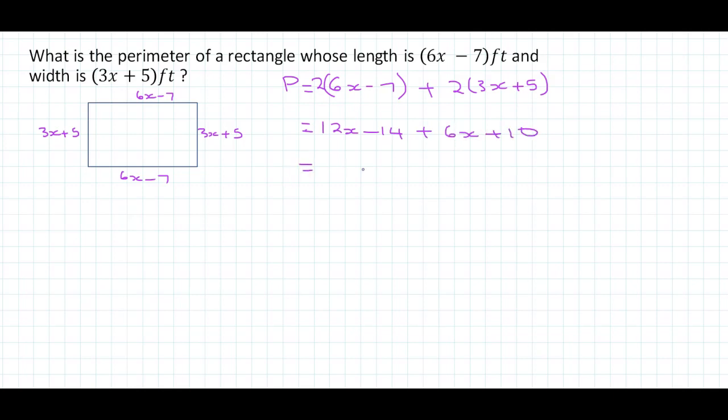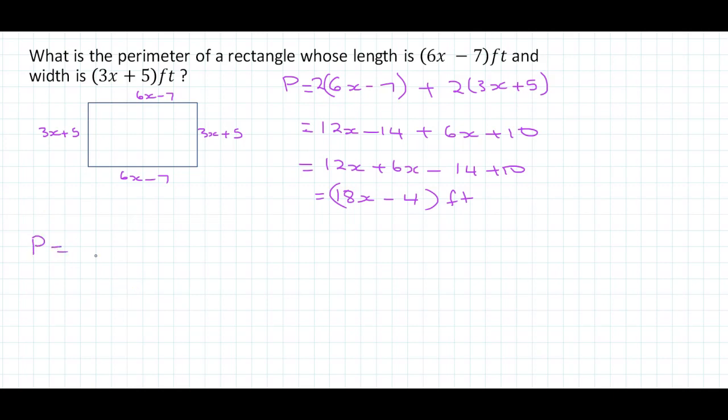So now we're going to group common terms together. 12x plus 6x minus 14 plus 10. This is going to give you 18x minus 4. So that is going to be your perimeter, 18x minus 4 feet. So let's try the second method, which is adding all the sides together.